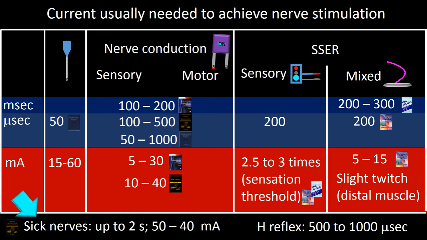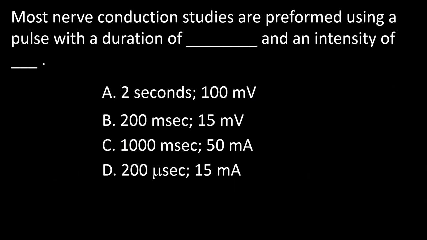Sick nerves may take more duration and more current, as pointed out by Kimura. H reflex also requires a longer duration of a stimulus. H reflex is done using submaximal currents aimed at stimulating the 1A fibers from the muscle spindles before the motor fibers. So the answer to this question is D.